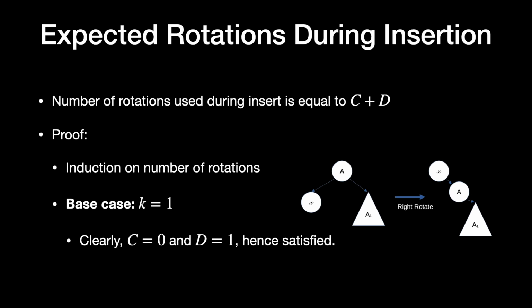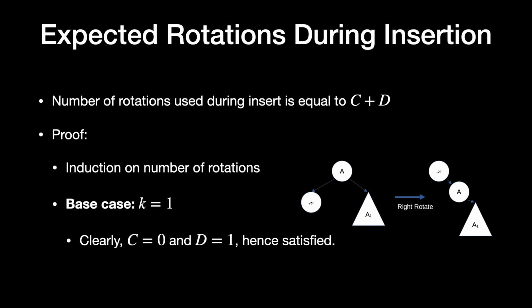So the length of the left spine of the right subtree of X is equal to 1 because it only contains A. And the length of the right spine of the left subtree is equal to 0 because it doesn't have a left subtree.